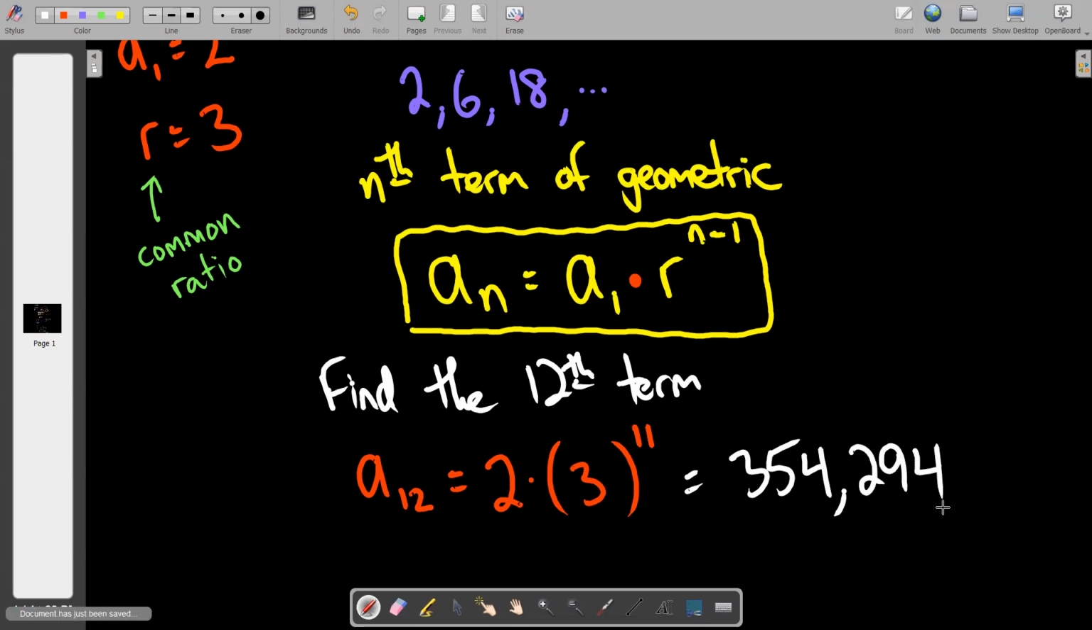354,209. So if Diedrich sat down and said, I'm doing this, I'm just going to keep hitting times three on my calculator until I get to the 12th one, by the time he wrote down the 12th term, that's what it would say. Any questions about that?